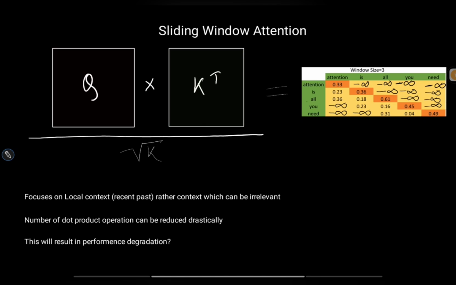Then the question is, will this degrade the performance, right? With a proper example, I will try to show that this will not have an impact on the performance. The performance will remain as it is, but we will gain in inference time, and the irrelevant context will be thrown away, and only the relevant context will be used for the attention mechanism, right? And this is the basic concept of sliding window attention.